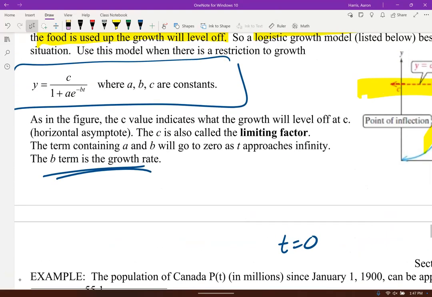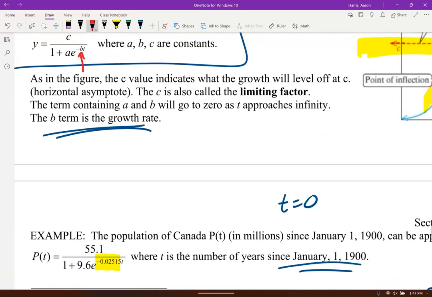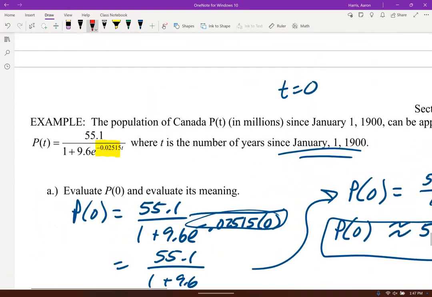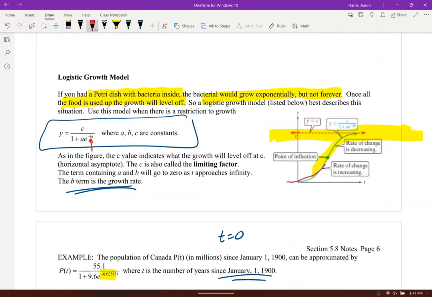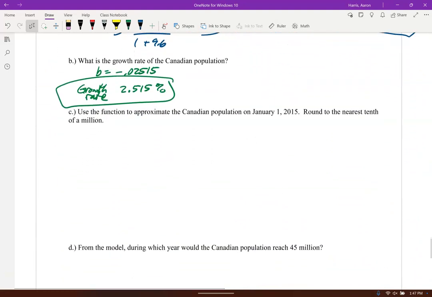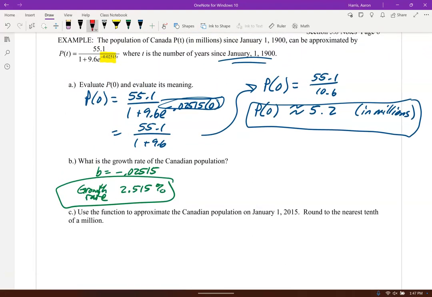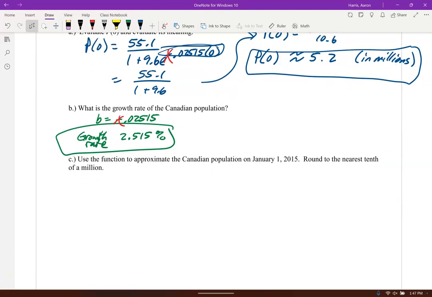If I come back up here, the B is the growth rate. Notice how there's a negative in front of the B. So you can ignore the negative on that. Because this thing, if you look at it here, over time, it's approaching a certain population. It's got a horizontal asymptote. As t goes to infinity, it's approaching a population, but it has kind of a limiting factor, if you will. But there is a growth rate here, 2.515%. So I should have actually, when I did this, just ignored the negative. Sorry about that. Don't mean to throw you off on that.